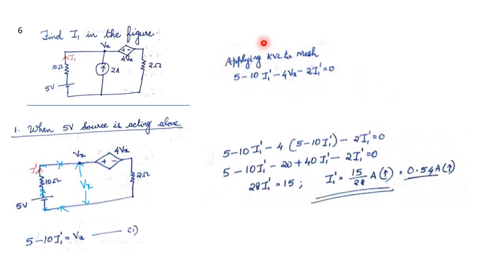This is the KVL equation. Here 5 minus 10 I1 dash minus 4 into Vx. We have substituted the value for Vx from this equation. So Vx is written as 5 minus 10 I1 dash, minus 2 I1 dash. Upon solving, we will get the value for I1 dash as 0.54 amperes, upward direction.